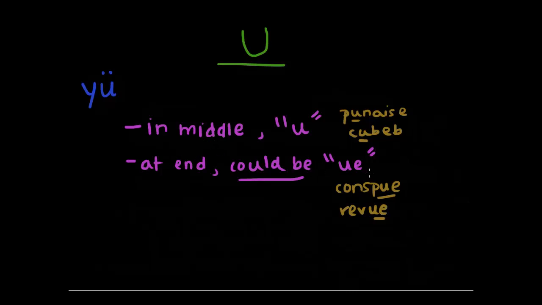So if you hear U at the end, like avenue, it's going to be UE at the end most of the time, and if it's at the middle or beginning, the sound U is going to be spelled with just the letter U. And that concludes our letter U. Yay! Now we can move on to the other vowel sounds and rules I was talking about.